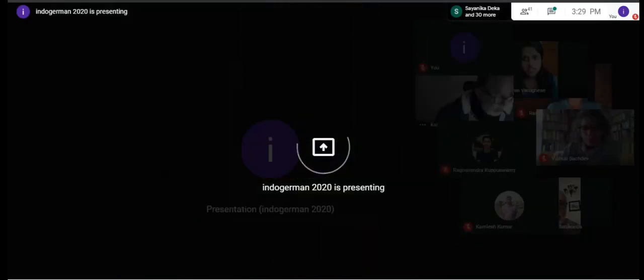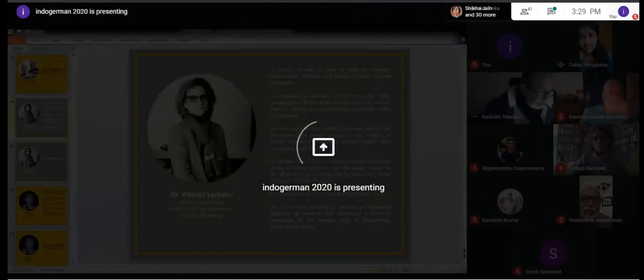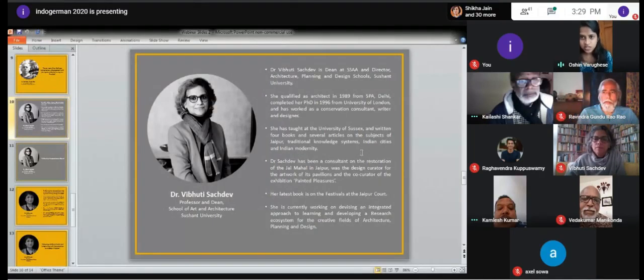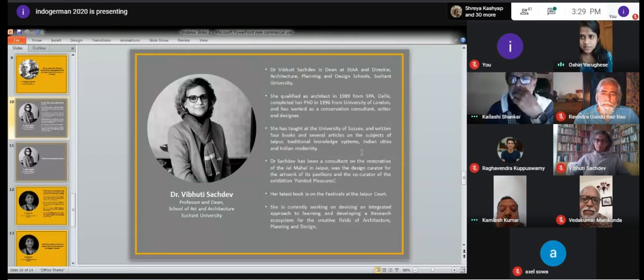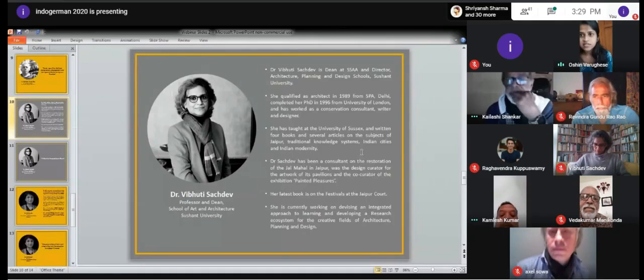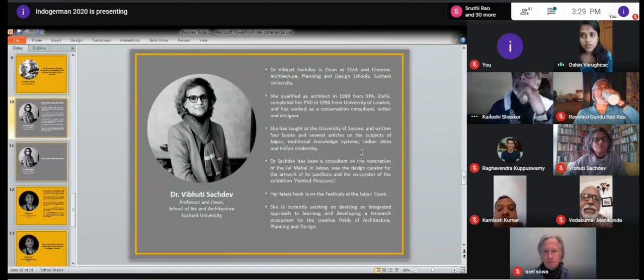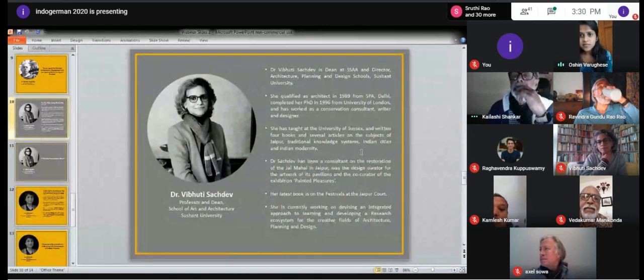Vibhuti Sachdev is Dean at SSAA and Director of the Architecture, Planning and Design Schools of Sushant University. She qualified as an architect in 1989 from SPA Delhi, completed her PhD in 1996 from the University of London, and has worked as a conservation consultant, writer, and as a designer. She has taught at the University of Sussex and has written 4 books and several articles on the subjects of Jaipur, traditional knowledge systems, Indian cities, and on Indian modernity.